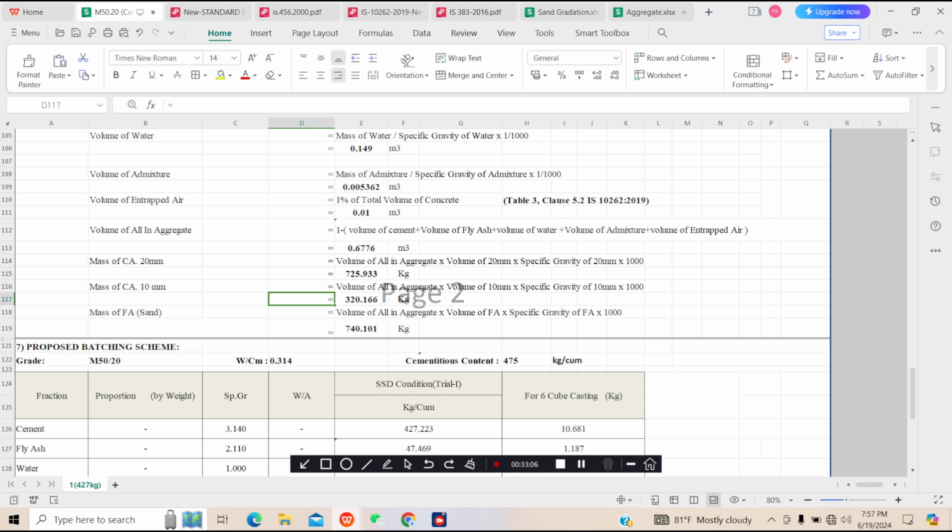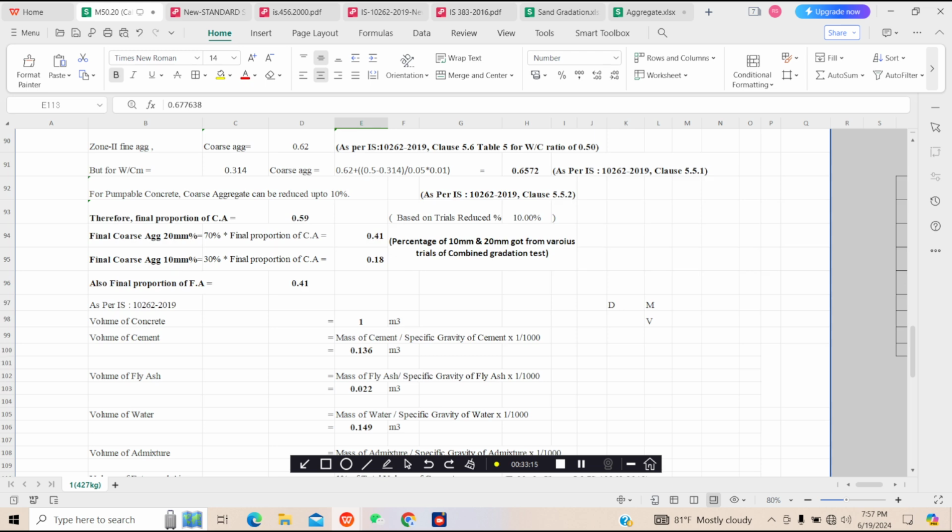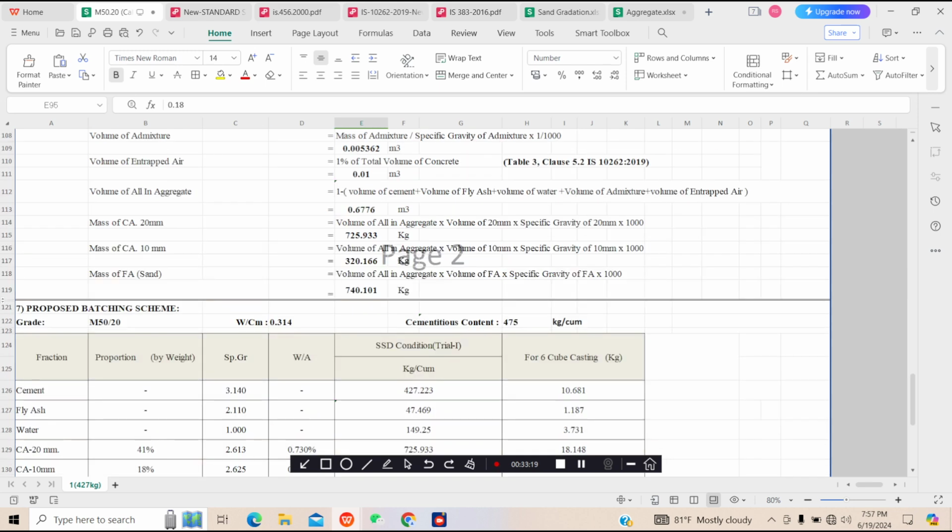We can see the same formula: volume of coarse aggregate, that is 0.6776 into volume of 10 aggregate. Volume of 10 aggregate that we have calculated earlier is 0.18 into specific gravity of 10 aggregate, and multiplying that all value with 1000 we will get this much.